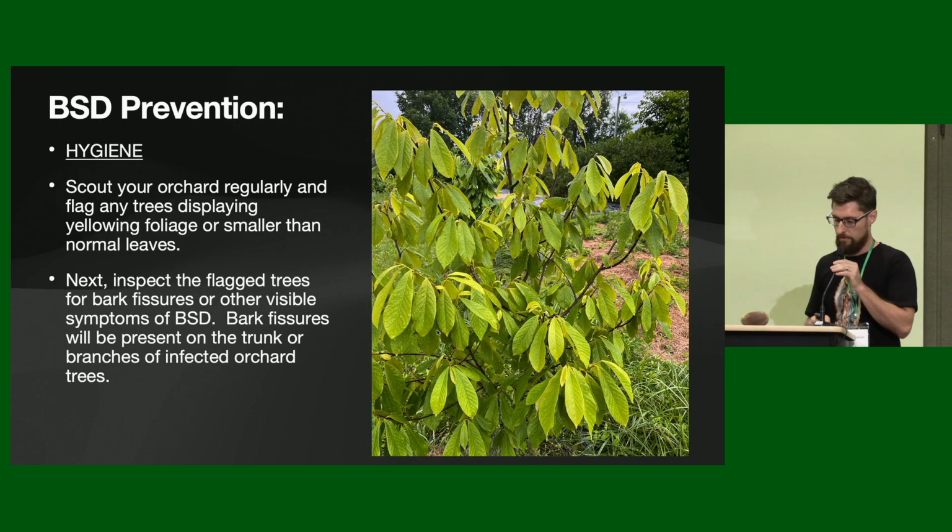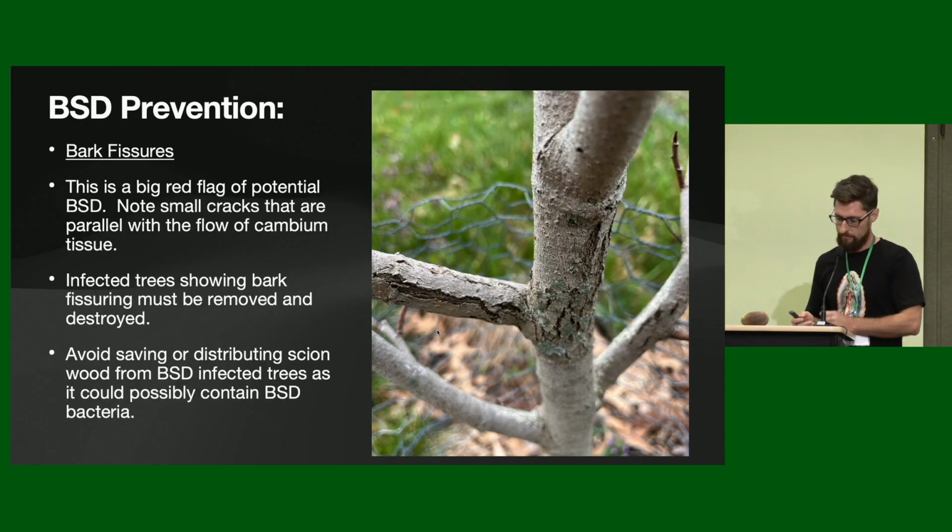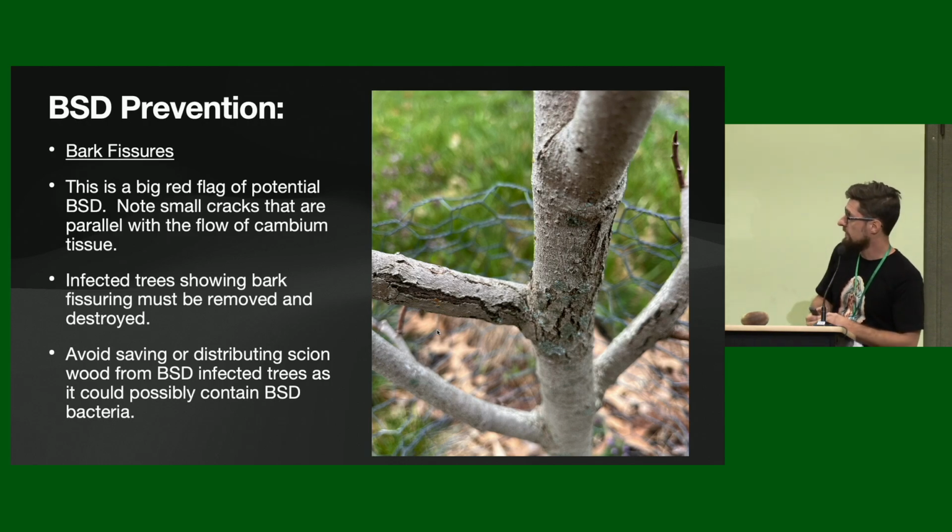You want to scout your orchard regularly and flag any trees displaying yellowing foliage or smaller than normal leaves. Next, inspect the flagged trees for bark fissures or other visible symptoms of BSD. Bark fissures will be present on the trunk or branches of infected orchard trees. Okay, so the bark fissures are the big red flag of potential BSD. So you'll note the small cracks parallel with the phloem cambium tissue. Infected trees showing bark fissuring must be removed and destroyed.